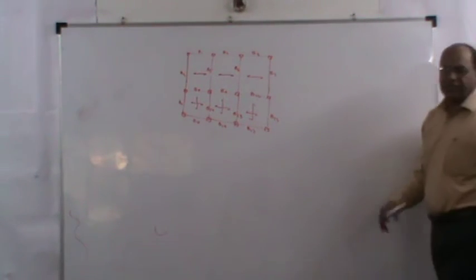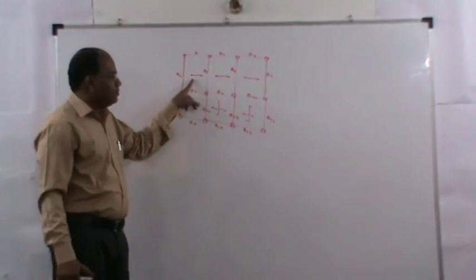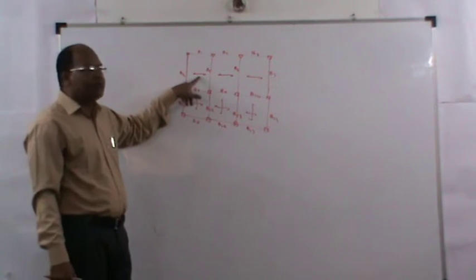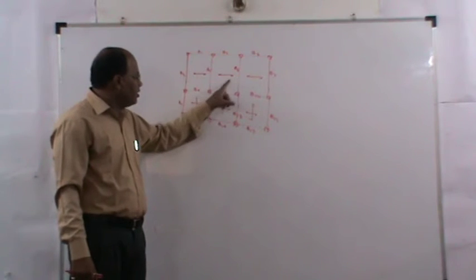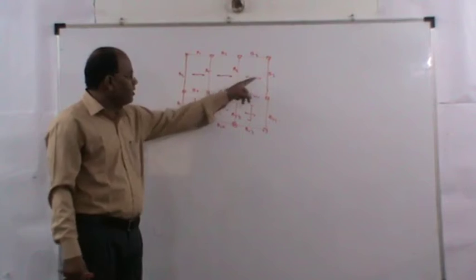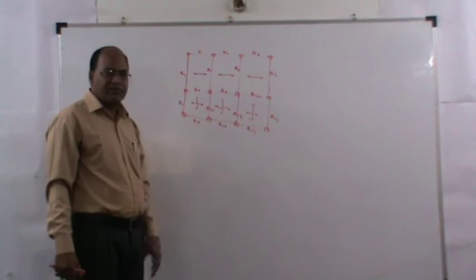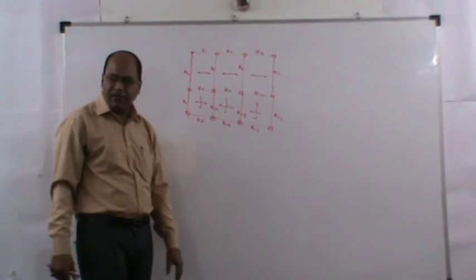Suppose a monolithic construction is there. Now what does this indicate? It is a one-way slab. One-way slab means the main reinforcement is along this direction. So for all these spans, for all these slabs, main reinforcement is along this direction. What does this indicate? So main reinforcement is along both the directions, isn't it?